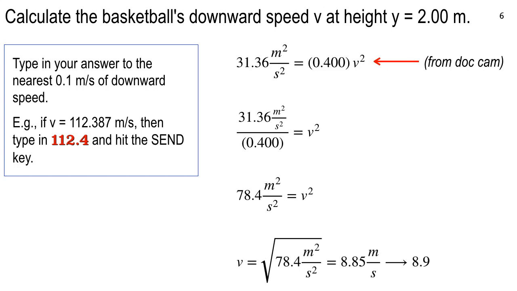All right, so v itself is the square root of that mess, and that works out to 8.85 meters per second. And notice, mentally, I've got that meters squared per second squared inside the square root, and then I've got the 78.4. So you square root numerically and get 8.85 for the square root of 78.4. But then mentally, you can just go meters per second over there.